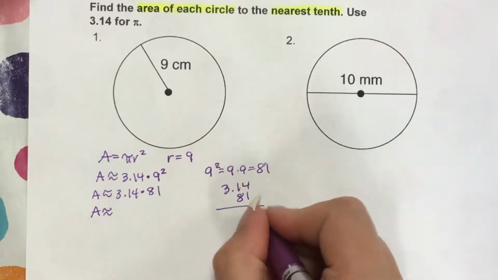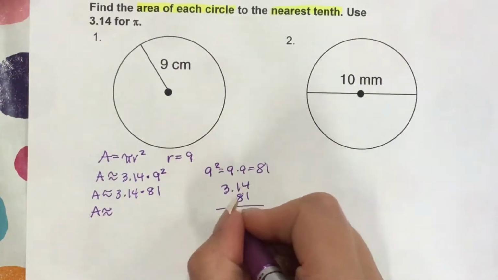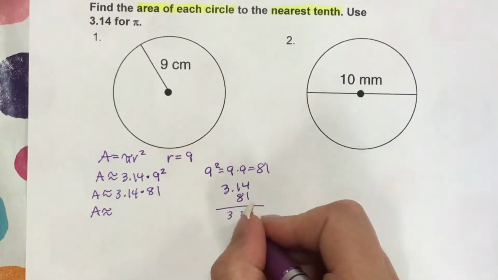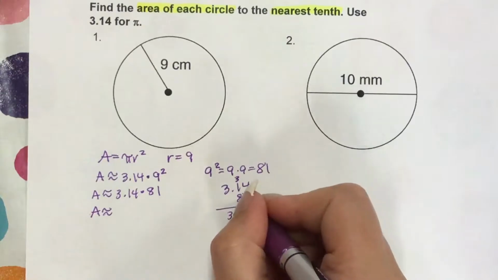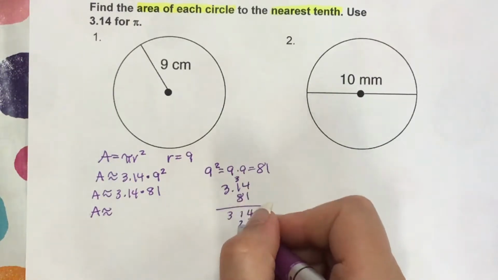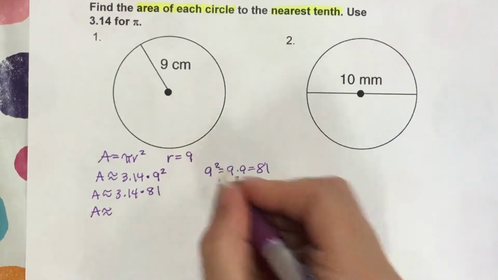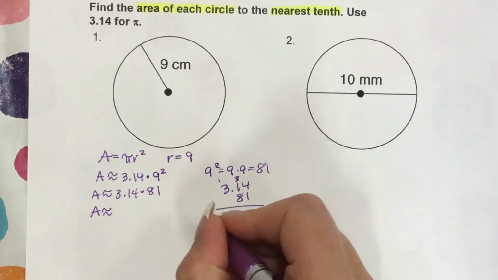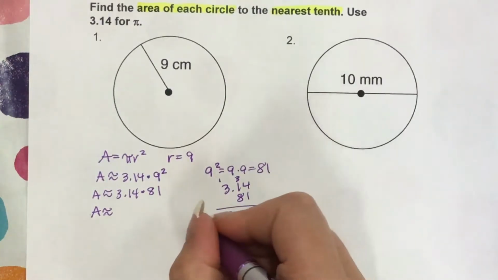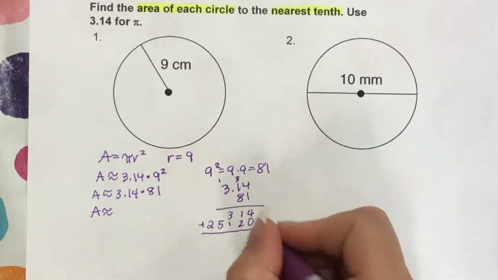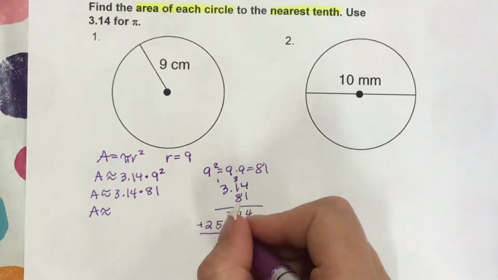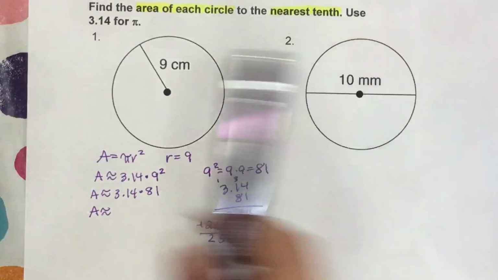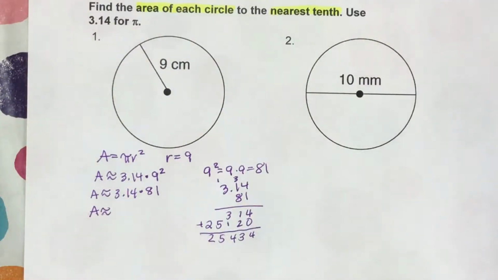1 times 4 is 4. 1 times 1 is 1. 1 times 3 is 3. Add the 0. 8 times 4 is 32. Write the 2. Carry the 3. 8 times 1 is 8. Plus 3 is 11. Write the 1. Carry the 3. 8 times 3 is 24. Plus 1 is 25. And then we add. 4 plus 0 is 4. 1 plus 2 is 3. 3 plus 1 is 4. 5, 2. We have to determine where to put that decimal.